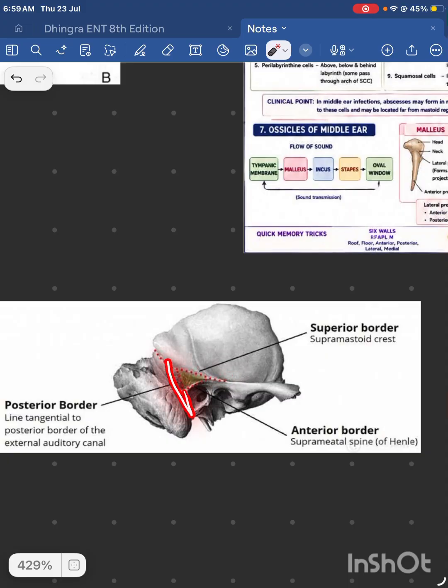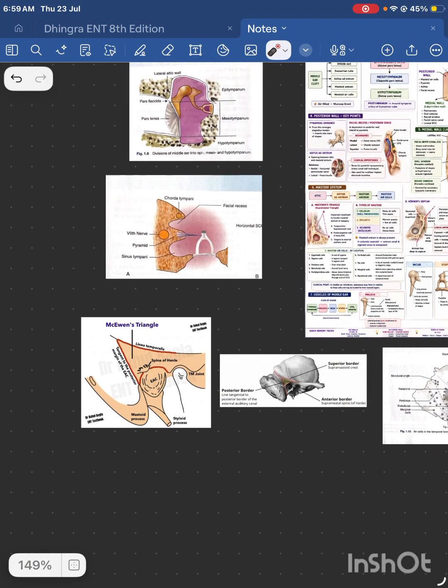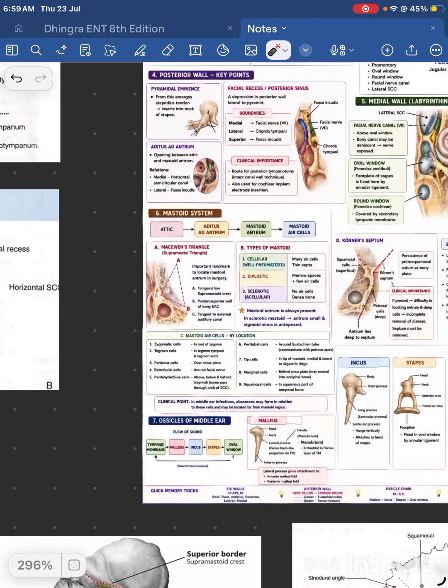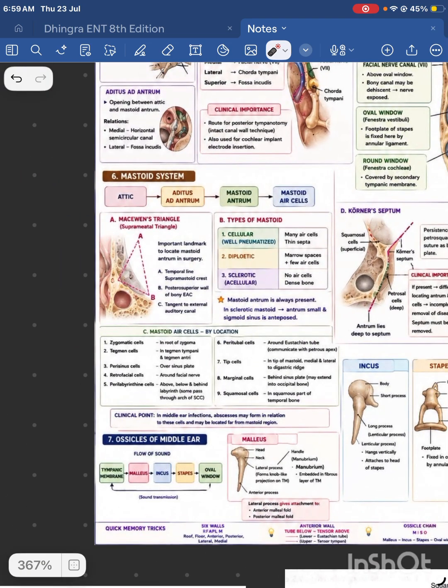Posteriorly what are we finding? A line adjacent to the posterior segment of the external auditory canal. And at the anterior border we are finding the suprameatal spine of Henle. This is the thing. This is McEwan's triangle, and that helps to identify where the mastoid antrum is. For surgery we can do it.